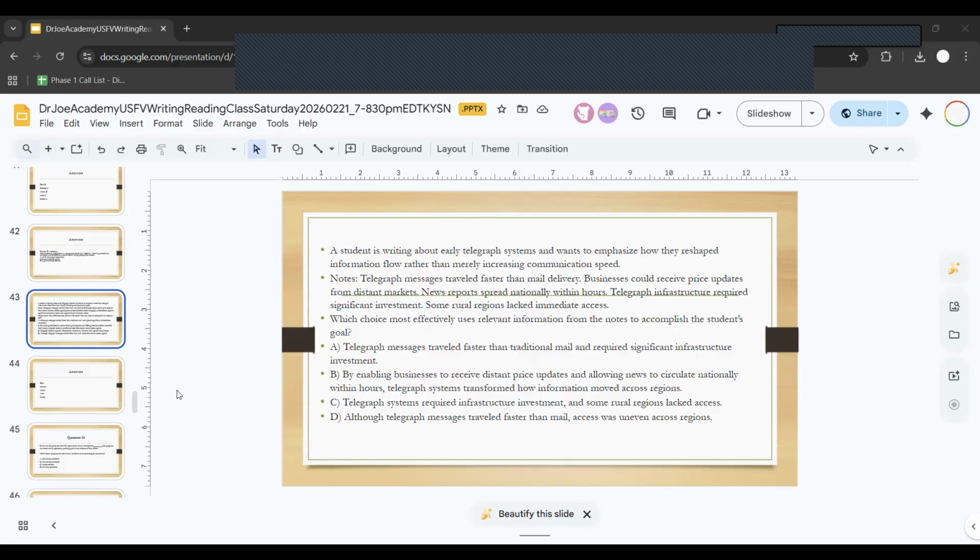Telegraph messages travel faster than mail delivery. Businesses could receive price updates from distant markets. News reports spread nationally within hours. Telegraph infrastructure requires significant investment. Some rural regions lacked immediate access. Which choice most effectively uses relevant information from the notes to accomplish the student's goal?